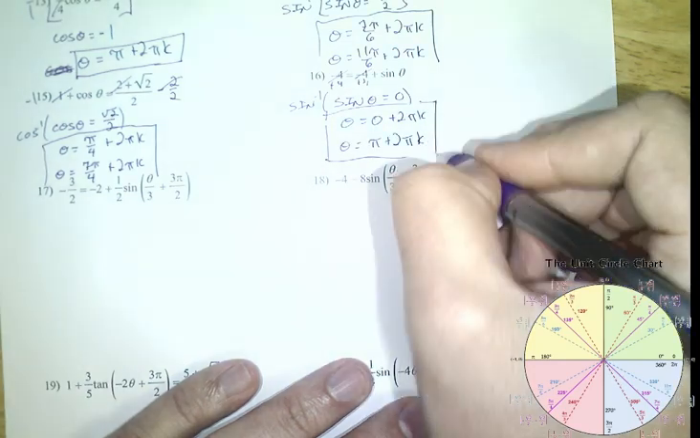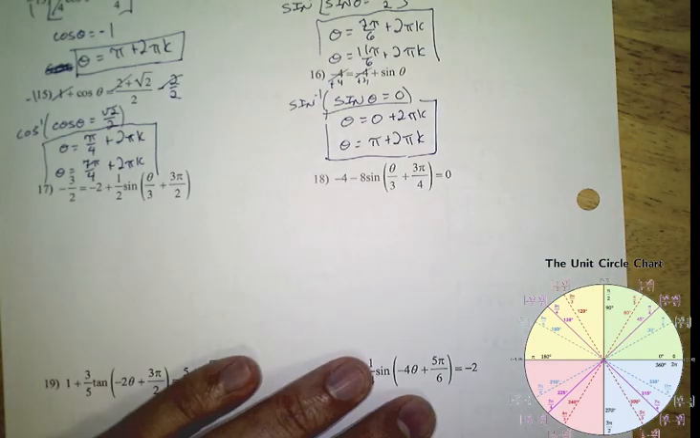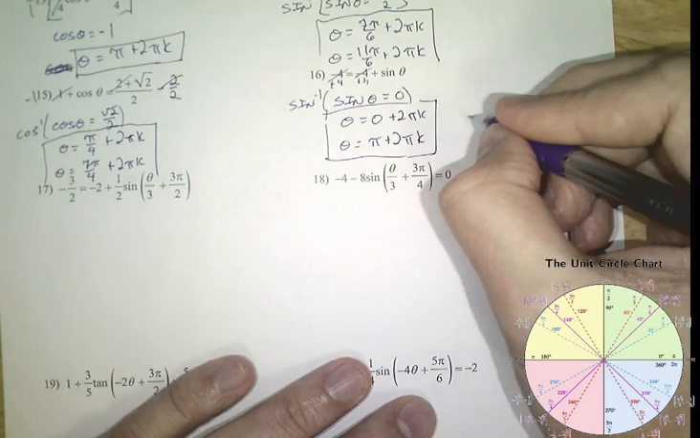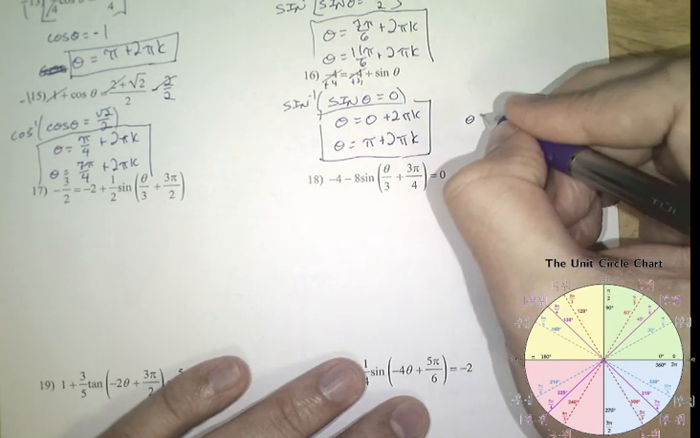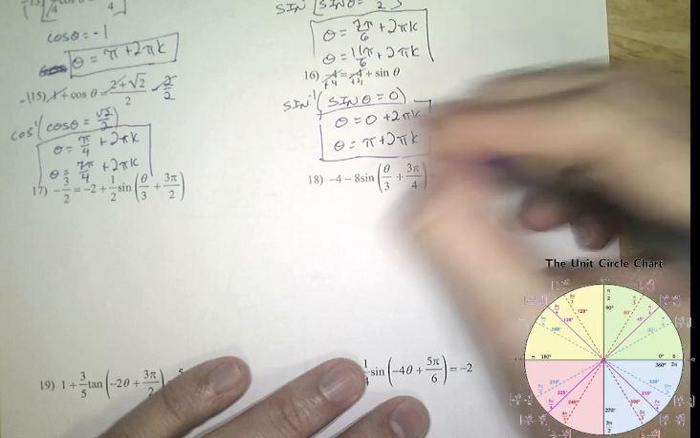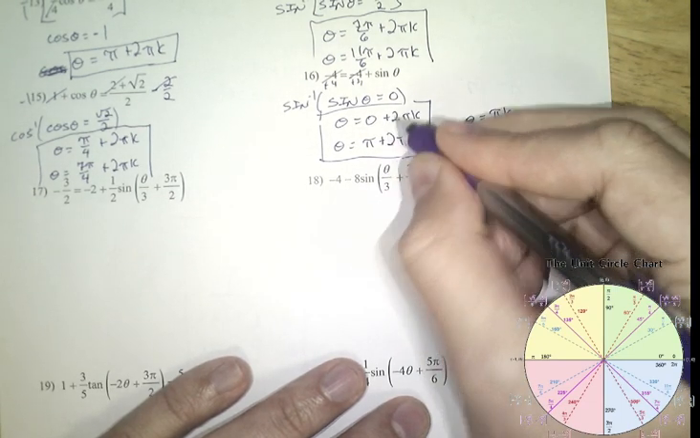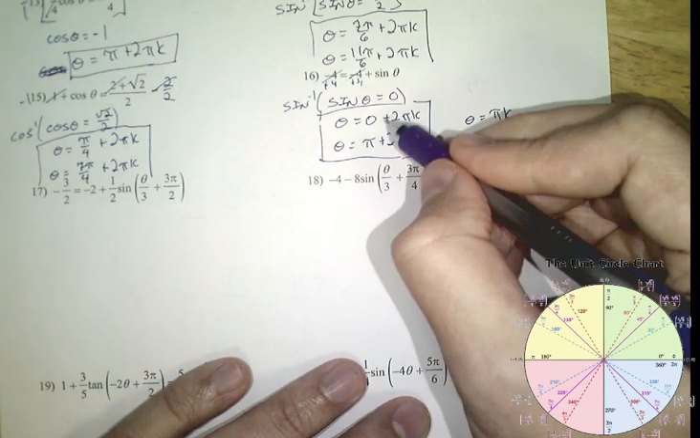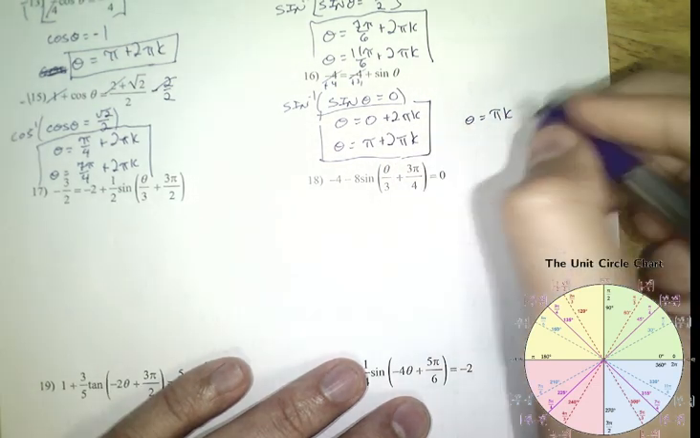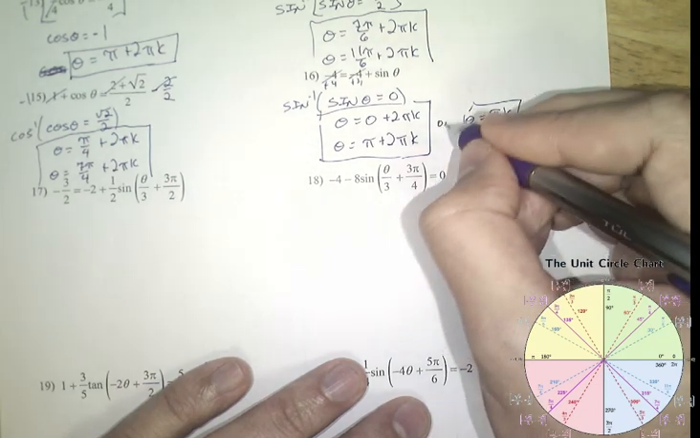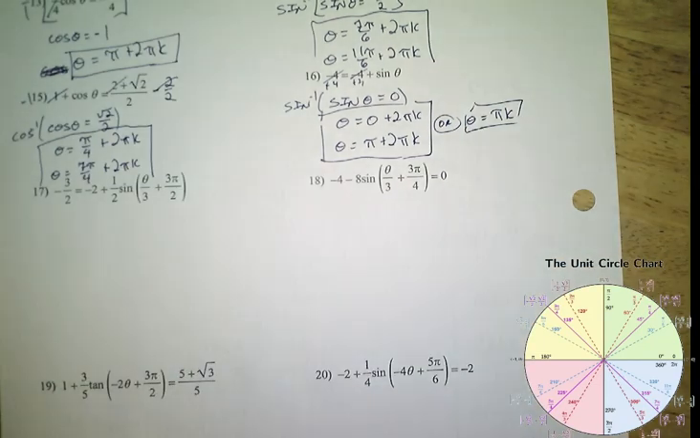There is one slightly more simplified answer. It only happens when sine or cosine is at 0. You could also write this as theta equals 0 plus pi k, or just pi k. And that's only because these two are exactly pi apart, and they just repeat. So either one of those solutions is totally fine.